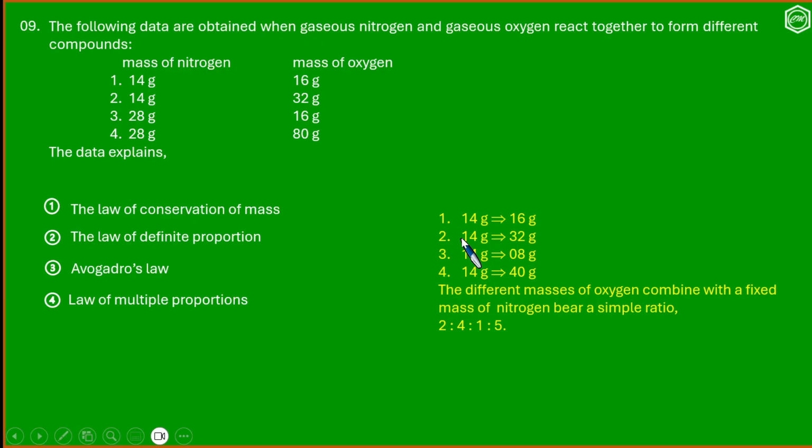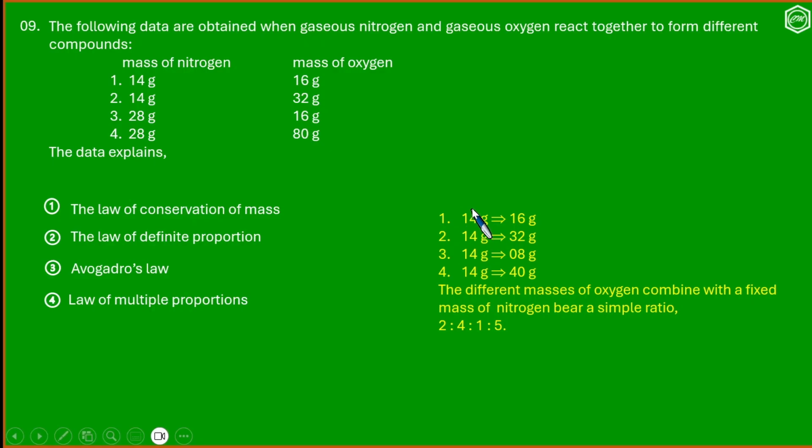In compound 2, 14 gram nitrogen combines with 32 gram oxygen. In compound 3, 14 gram nitrogen combines with 0.8 gram oxygen. That is, keeping the mass of nitrogen same, 28 gram combines with 16. Therefore, 14 grams combines with 8 gram. Here 28 gram combines with 80. So therefore, 14 gram nitrogen will combine with 40 gram oxygen.